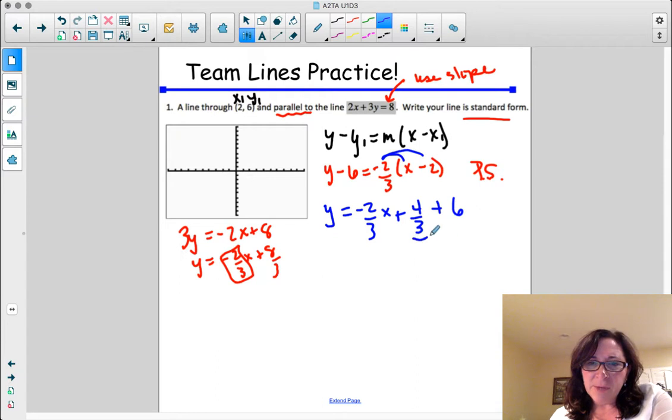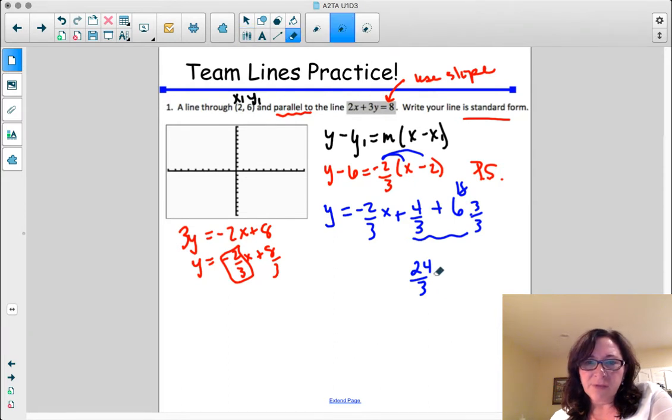Now, we need to combine these, but we can't combine them unless they have a common denominator. So I have a choice. I can either say that that's 6 4/3, or I can multiply by 3 over 3, which makes 18. And 18 plus 4 is 24, so we have 24/3. And let's see, 18, 19, 20, 21, 22. Excuse me, that's not right. Let's fix that. So that's 22. Fixing it. Thank you. So we have 22/3.